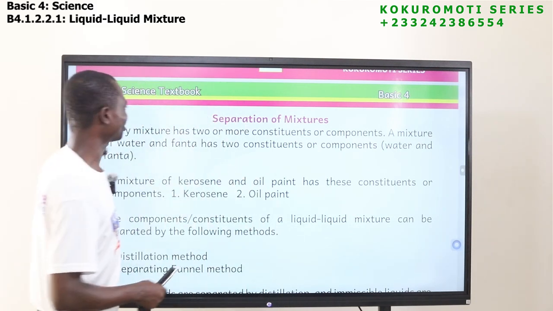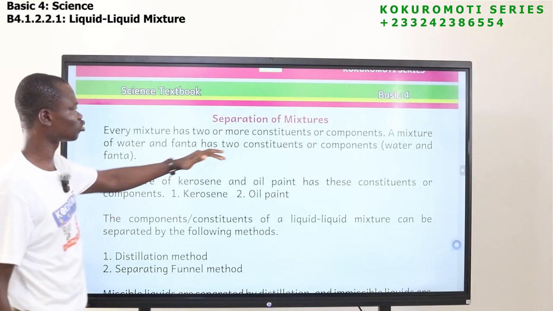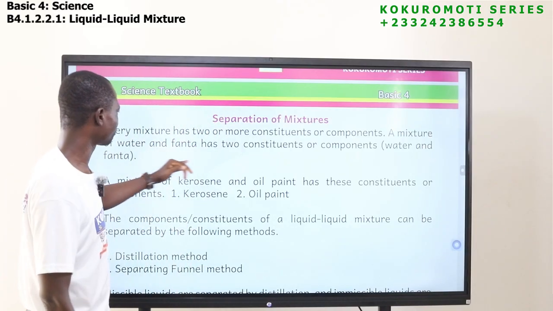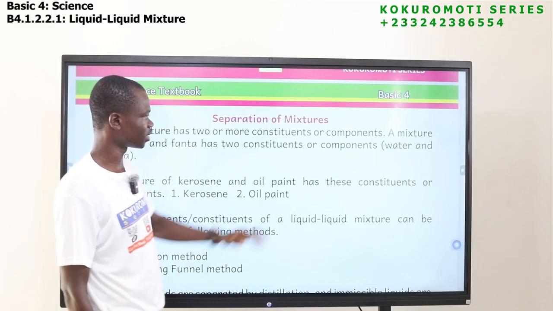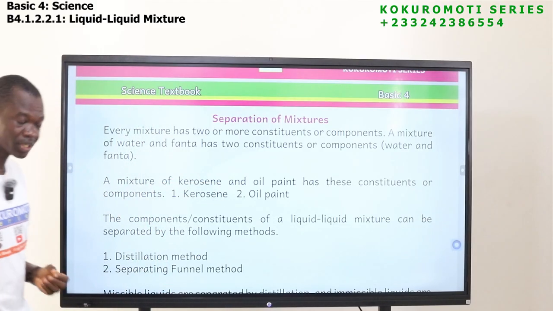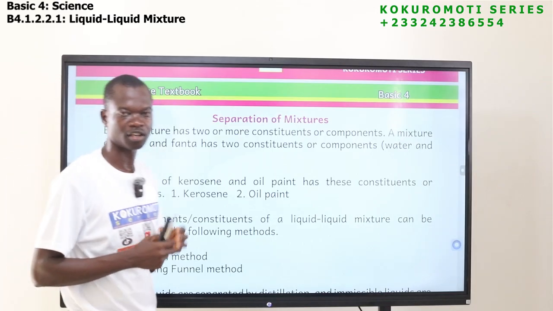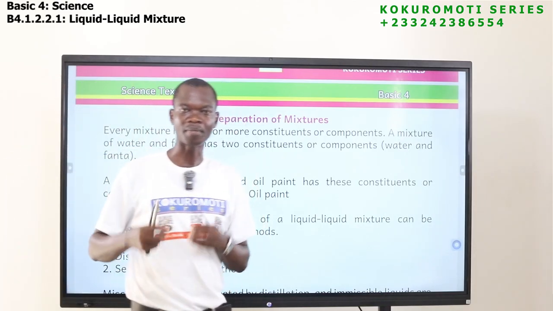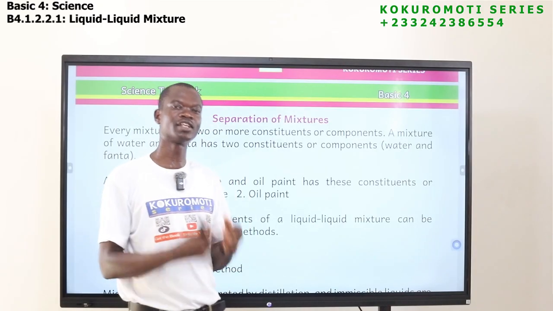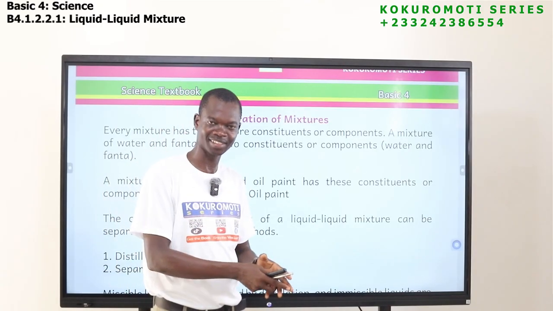Now let's go. So, separation of mixture. Every mixture has two or more constituents or components. A mixture of water and Fanta has two constituents or components. That is water and Fanta. I explained to you that components are parts of a mixture. The individual parts that come together to form a mixture, they are components. Another name for component is constituents.